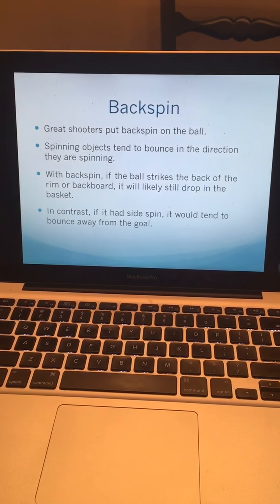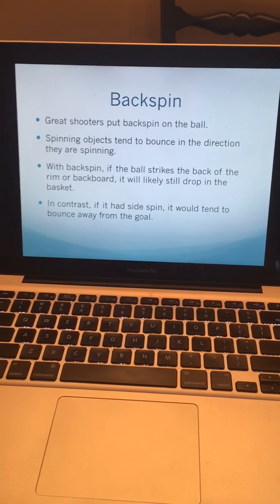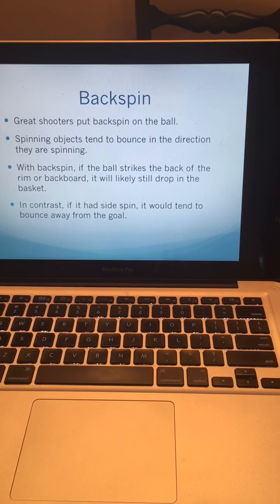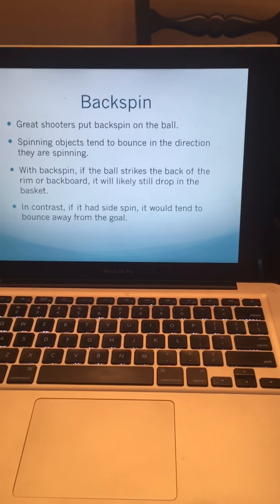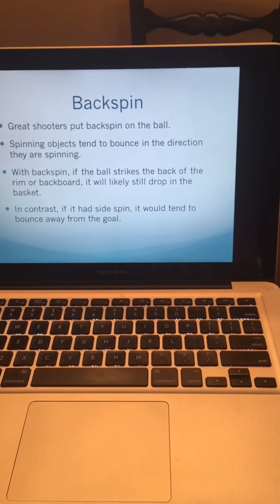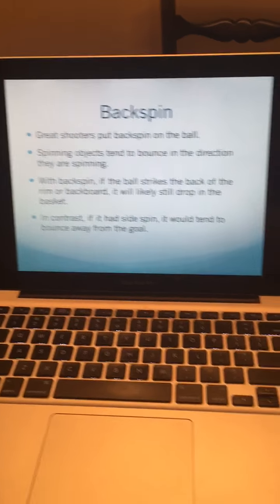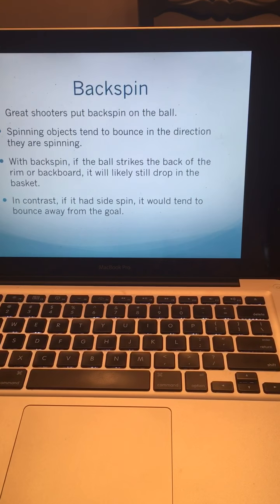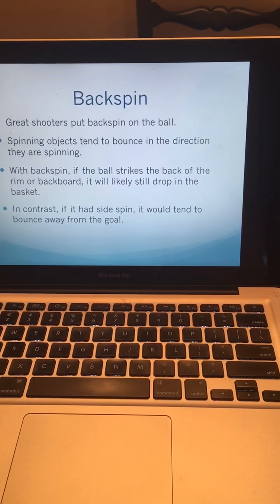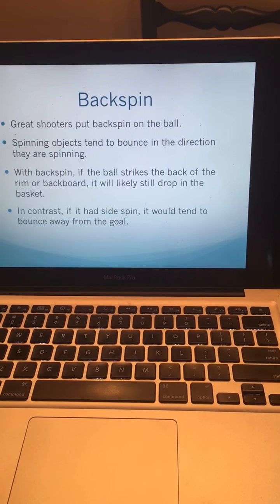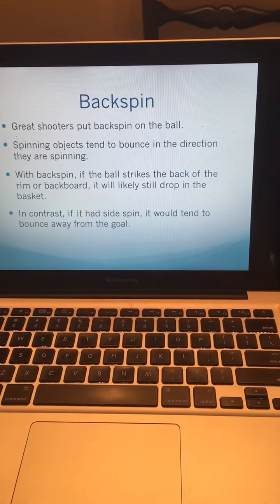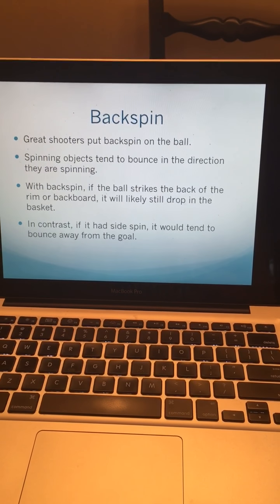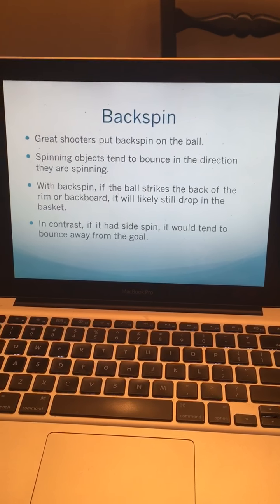Great shooters also put backspin on the ball to help them have something called shooter's touch. When a spinning object comes into contact with something, it will likely bounce in the direction that it is rotating. That is why players try to put backspin or backwards rotation on the ball. If the shot is a little off and hits the back of the rim or the backboard, there is a very good chance that, with backspin, it will still go into the basket. If the spin on the ball were sideways, the ball would most likely bounce away from the goal. We see this topic in Normani's article that I've cited.